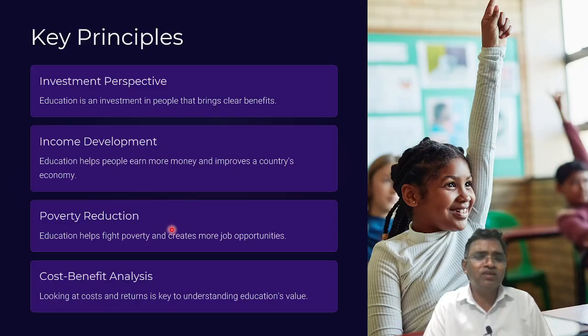Then poverty reduction. How does more money come? If you are well educated, if you are professionalized, the poverty will go. You are going to get more job opportunities. Cost benefit analysis: looking at the cost and return is key to understanding education's value.